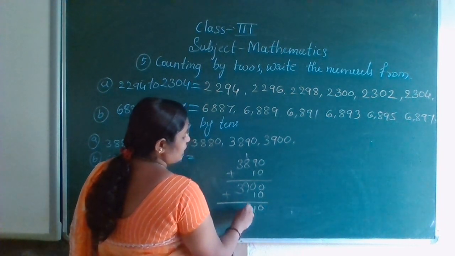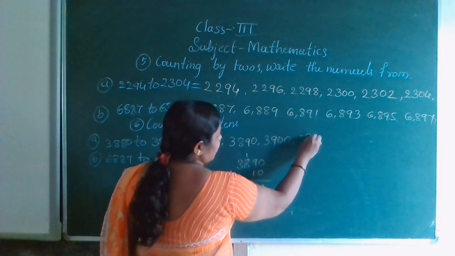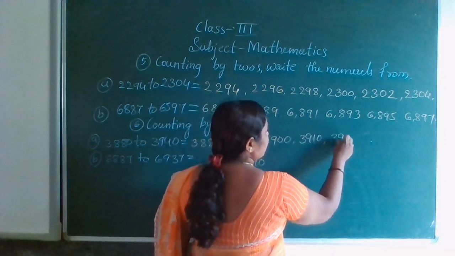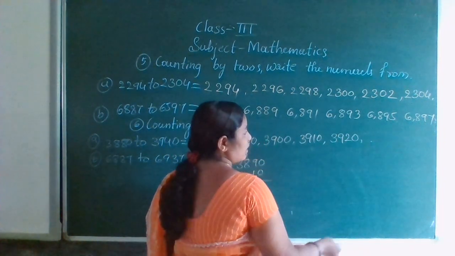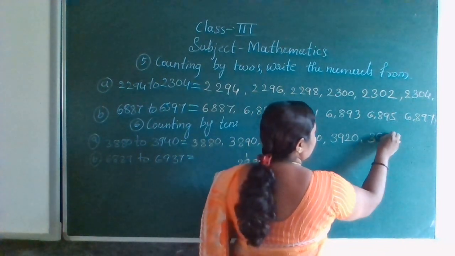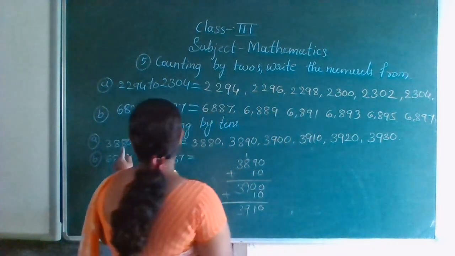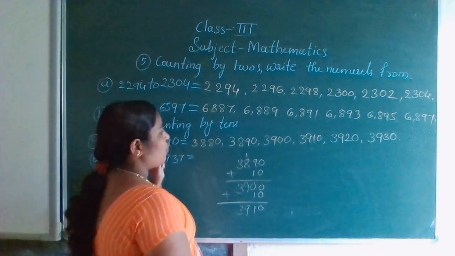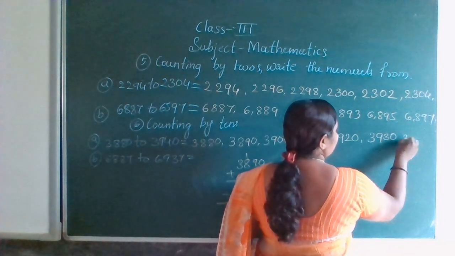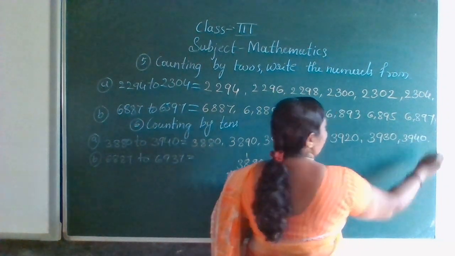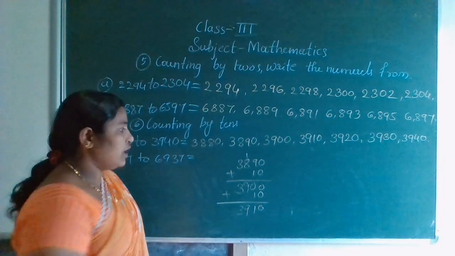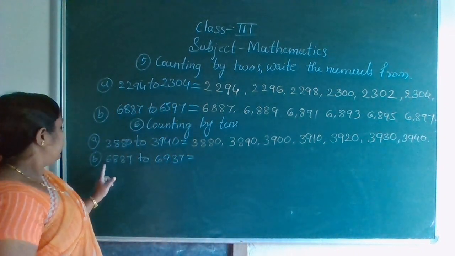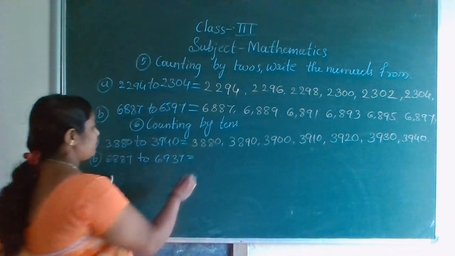3910. Again add 10 to this, 3920. Again, 3930. Up to 3940 we should write. So 3940 is over. And the next one, 6887.